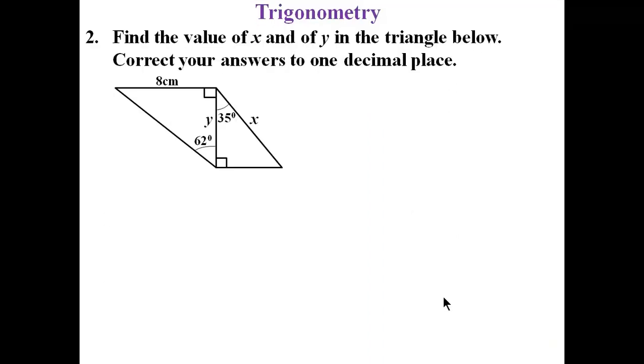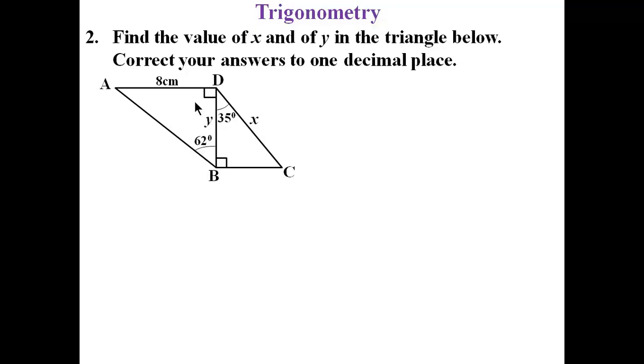Problem 2. Find the value of x and of y in the triangle below. Correct your answer to 1 decimal place. So we have the two right-angled triangles here combined to form a quadrilateral. To ease our work, we can label the shape. So I have A here, B, this point C, and D.